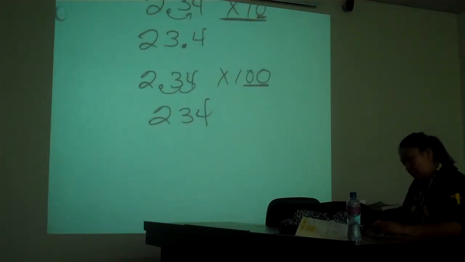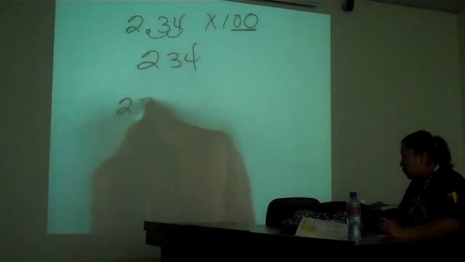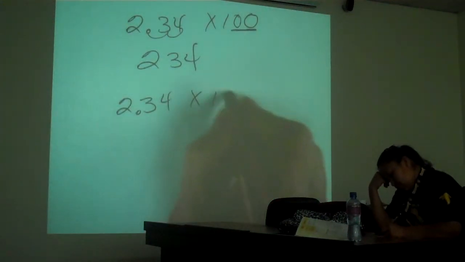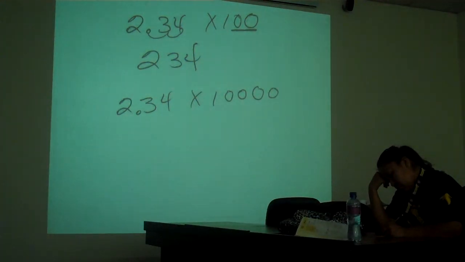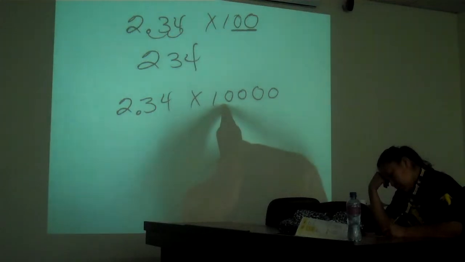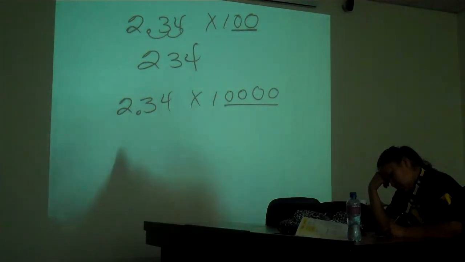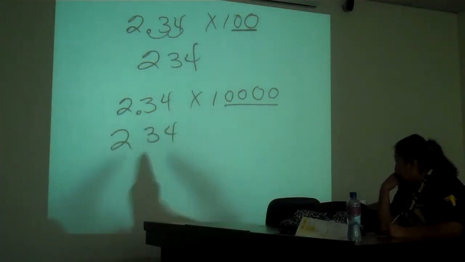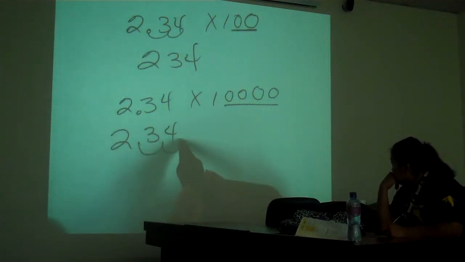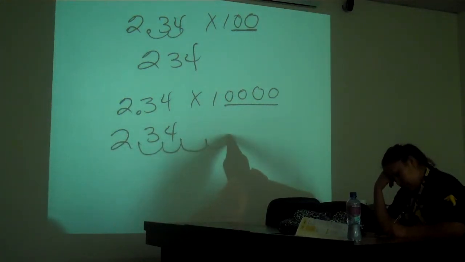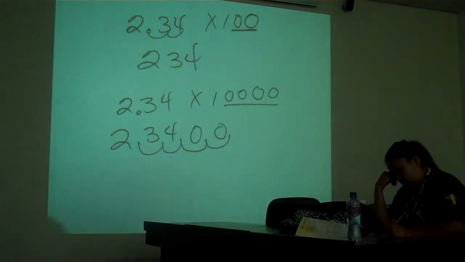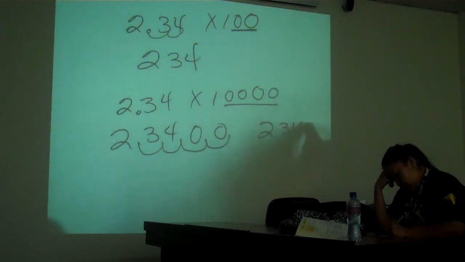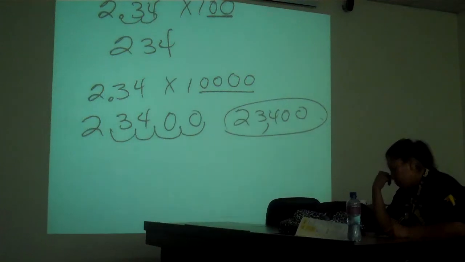And what if the number's 2.34? Let's make it with 4 zeros. What's that going to do? It's going to move it 4 times, right? Okay, we have 1, 2. What are we going to do there? Add the zeros. Add zeros, right. So your answer is 23,400, and then go back and put your comma where it belongs. Okay?